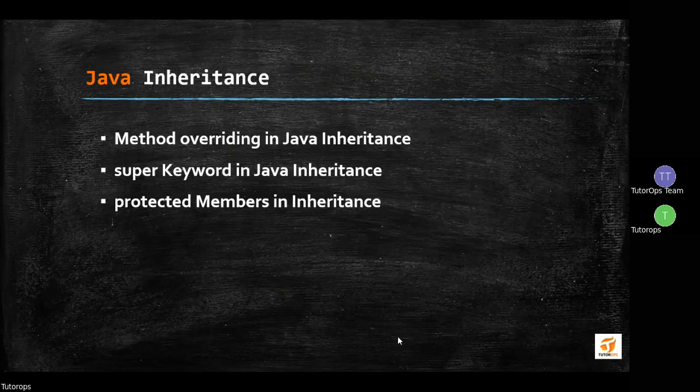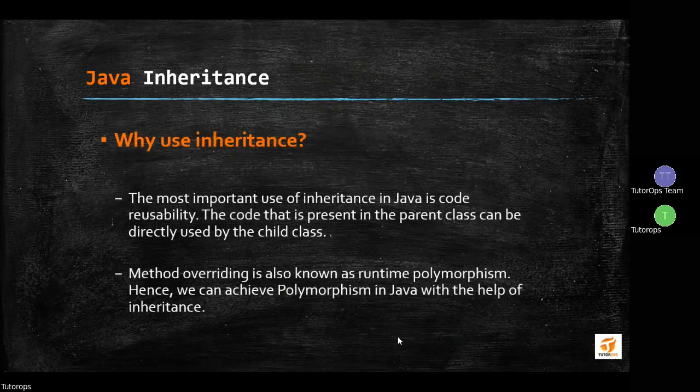Method overloading, method overriding in Java inheritance, the super keyword in Java inheritance, and protected members in inheritance. These three features I will discuss in inheritance. Why use inheritance? The most important use of inheritance in Java is code reusability. That means, suppose you have written one class and there are some methods. Now you have another problem.